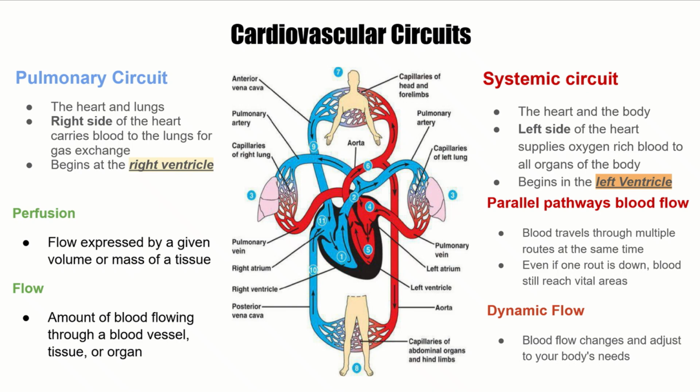The pulmonary circuit is going to begin in the right ventricle. I can usually remember this by thinking, where is the blood before it enters the lungs? Now, some vocabulary words that will be very important for any of the nursing students. If you want to make a good impression during clinicals, it's important that you understand these two terms, perfusion and blood flow. Perfusion is the flow expressed by a given volume or mass of a tissue.